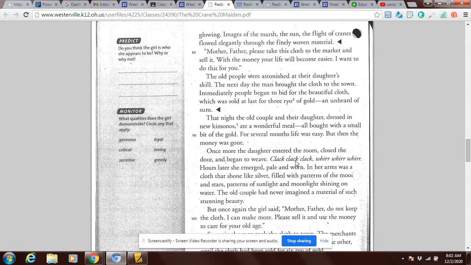So there's onomatopoeia. Remember, onomatopoeia are words that represent sounds.